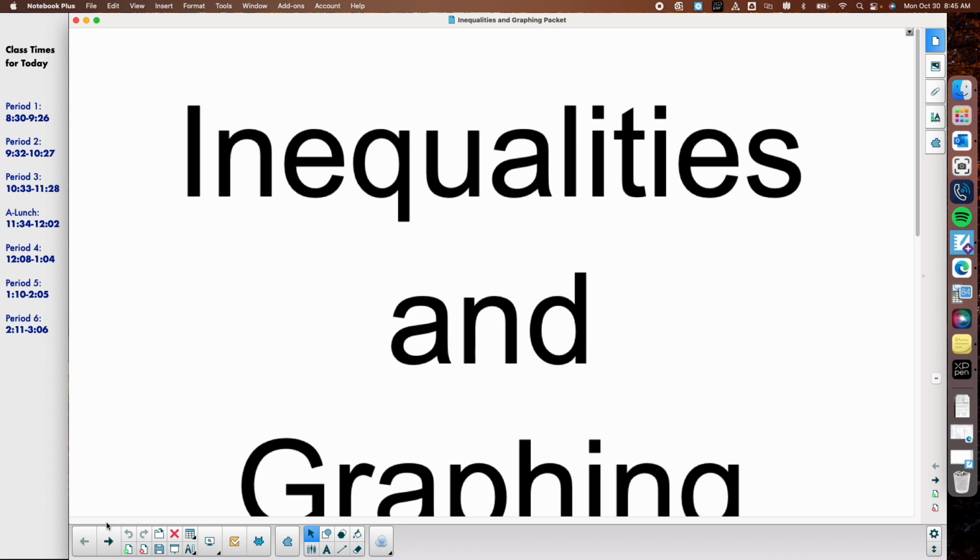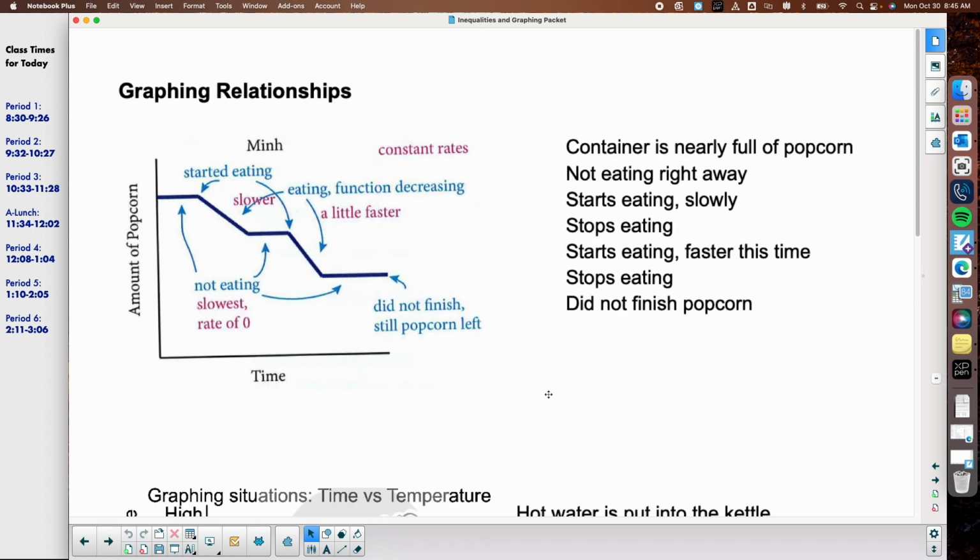Okay, page 1. Alex, we are starting. You're having a hard time transitioning.